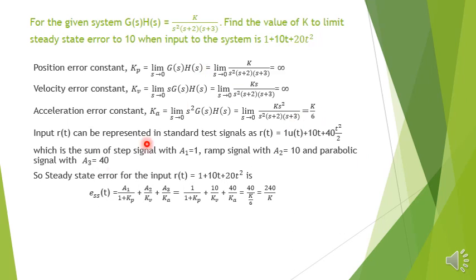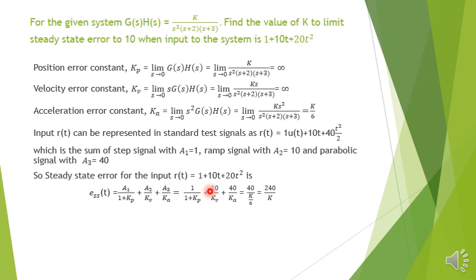Now the input r(t), which is given as 1 plus 10t plus 20t square, I will represent in standard test signals as 1 u(t) plus 10t plus 40 into t square by 2, which is once again the sum of a step signal with a1 equal to 1, a ramp signal with a2 equal to 10, and a parabolic signal with a3 equal to 40. So the steady state error for this given input for this particular system is a1 by (1 plus Kp) plus a2 by Kv plus a3 by Ka.